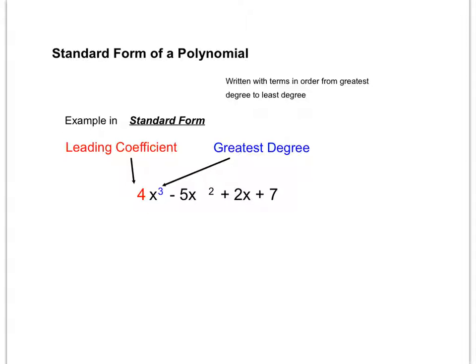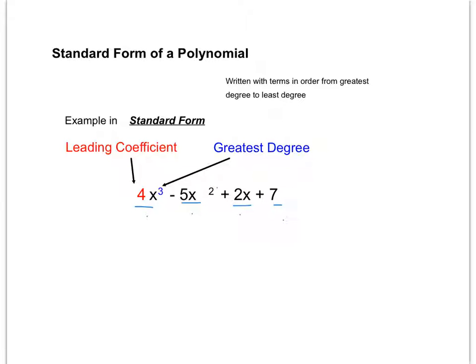So we will see polynomials written in standard form. And standard form means written with terms in order from greatest degree to least degree. So here's an example in standard form. 4x cubed minus 5x squared. That looks like there's just a spacing issue. So that's 5x squared plus 2x plus 7. So if you can see, I go in order from greatest degree to least degree. So this is a degree of 3, 2, 1, and 0.